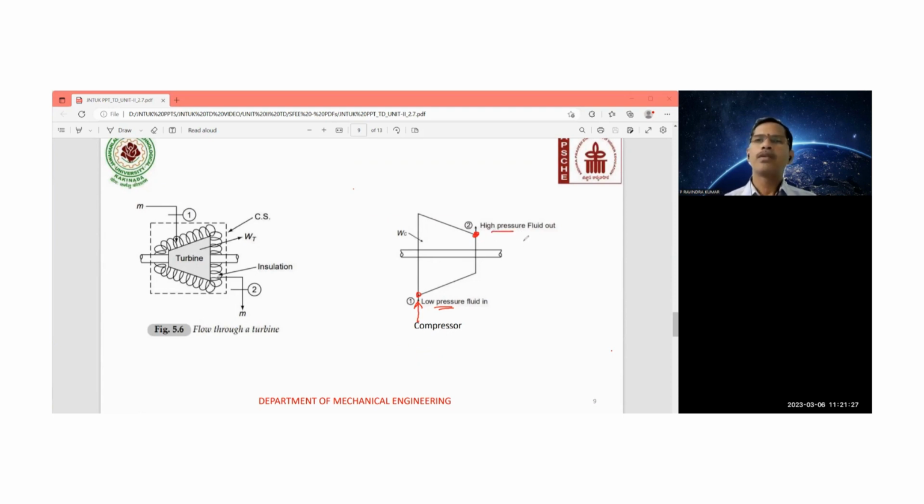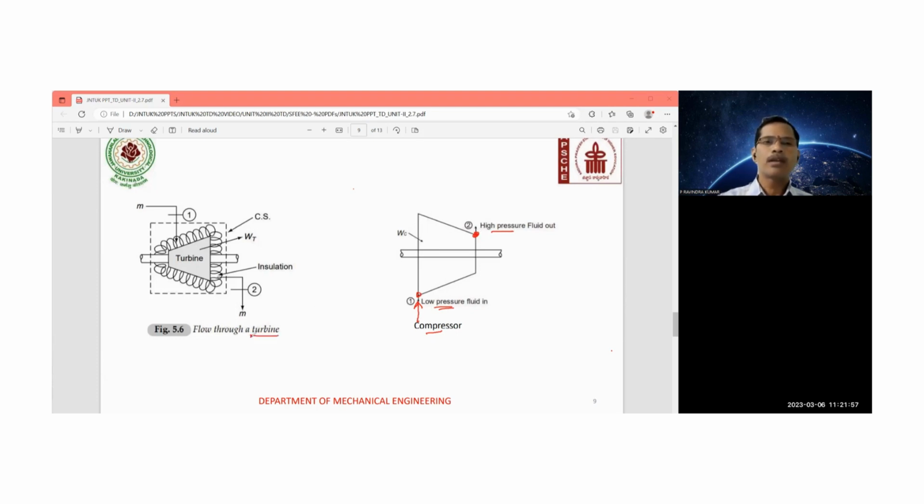When you talk about the compressor, there are various varieties: the reciprocating compressor, rotary compressor, axial compressor, centrifugal compressor. But whatever the compressor may be, you need to apply the steady flow energy equation, right? Here observe the inlet part and outlet part.